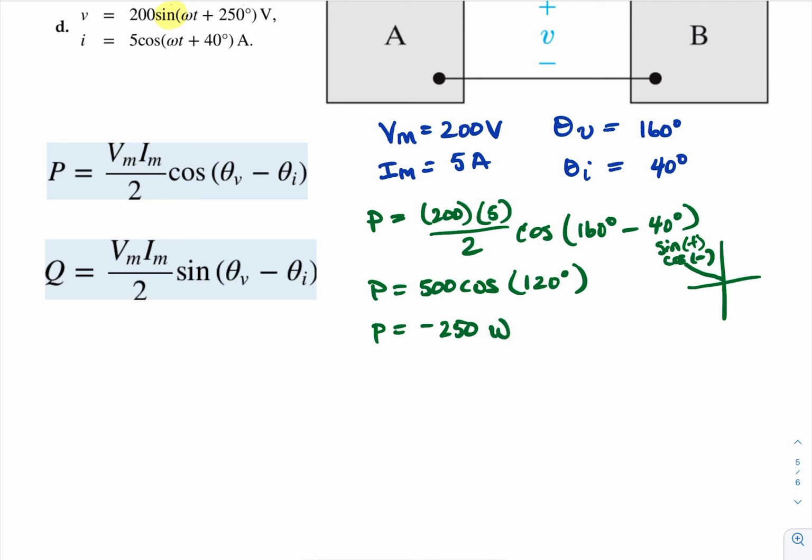And that means that this one is delivering average power and this one is absorbing. So our flow would be from B to A.